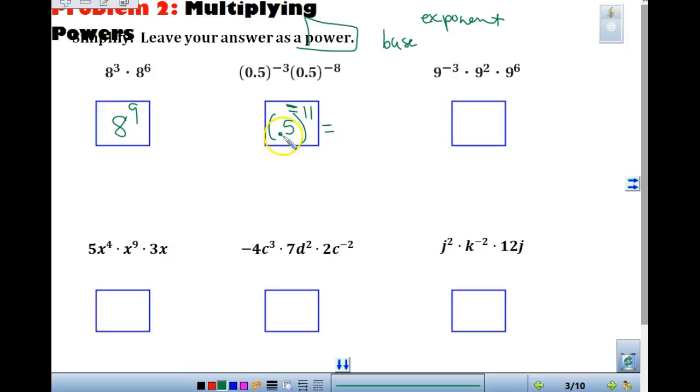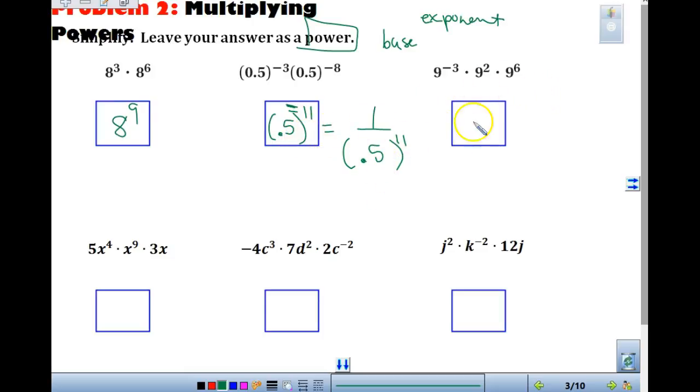So help me out then. What could I do if I have 0.5 to the -11? I could rewrite it as 1 over. Do I want the 11 down here? 0.5. All right. 0.5 to the 11. We're going to leave it like that because it says as a power. So I actually would have even let you leave it like this, but we really like positive exponents.